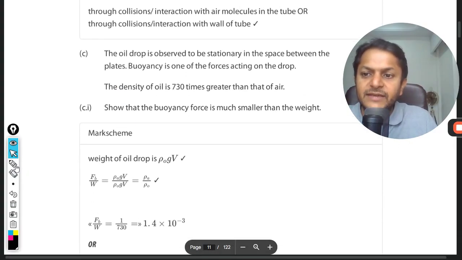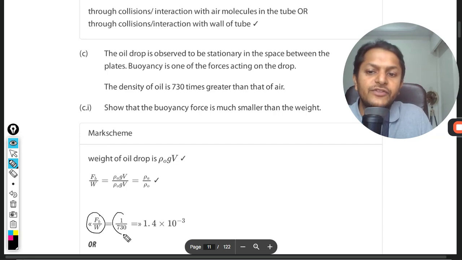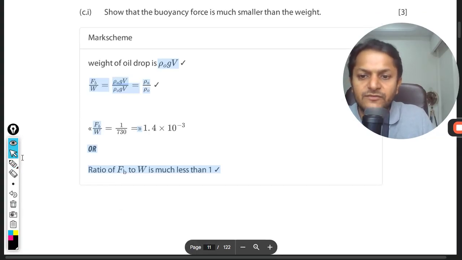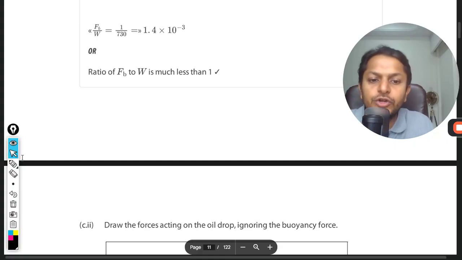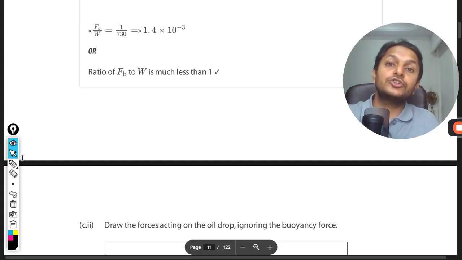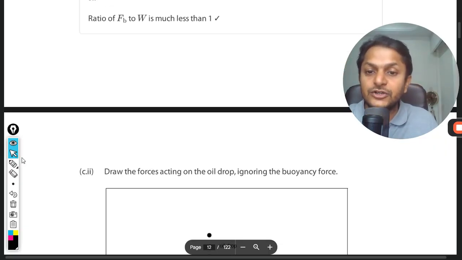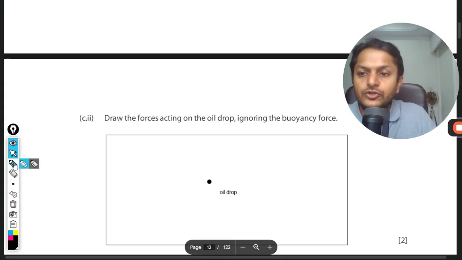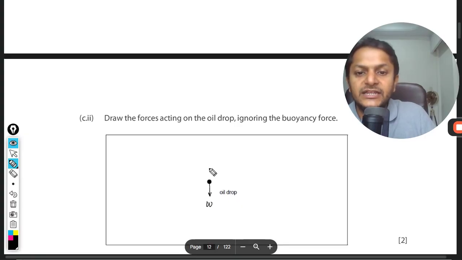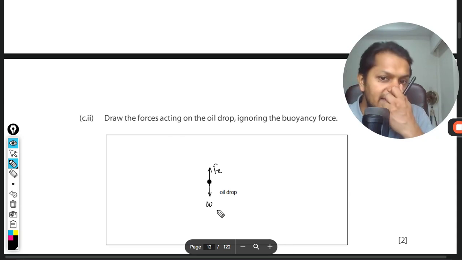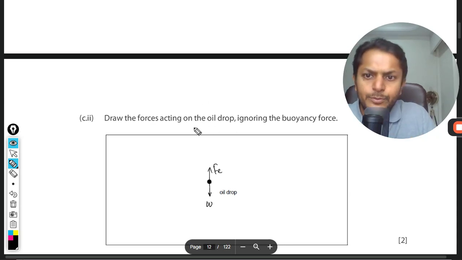They have literally done the same thing. They are just showing you the ratio of the buoyant force and the weight. So we have done it exactly in the same way. Draw the forces acting on the oil drop, ignoring the buoyancy force. Now the buoyant force is neglected, and we have to talk about all other forces which might be acting on the drop. So according to me, number one, the weight is acting there, and number two, the electrostatic force should be acting on the oil drop.